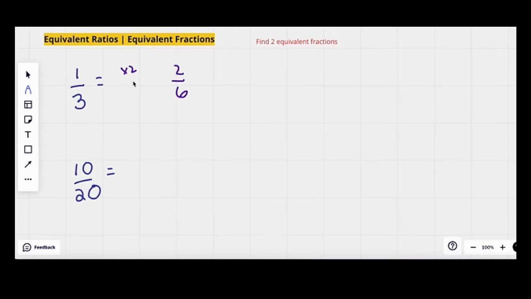Okay, let's pick another number. What about 3? Okay, so we're going to multiply the top and the bottom by 3. 1 times 3 is 3. And 3 times 3 is 9. All right, well, what's another equivalent fraction? Well, let's go higher. Let's pick a number. Let's go with, I don't know, 7. Okay, let's multiply the top by 7 and the bottom by 7. That's going to give us 7 over 21. All of these are equivalent fractions to 1/3.